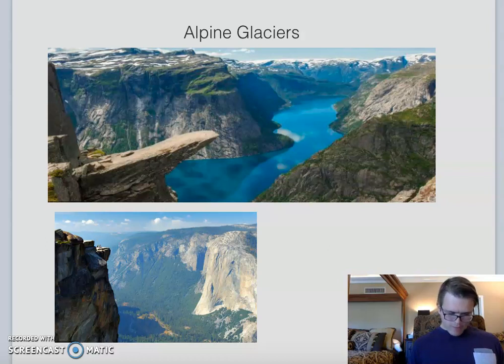I believe that alpine glaciers have more of an impact on landforms than continental glaciers. Alpine glaciers occur at high altitudes, whereas continental glaciers form at the Earth's polarities irrespective of the elevation. Both cause erosion. However, landforms generated by alpine glaciers are more dramatic and have more far-reaching effects. Examples of these landforms are fjords and valleys, such as the one here in Yosemite.